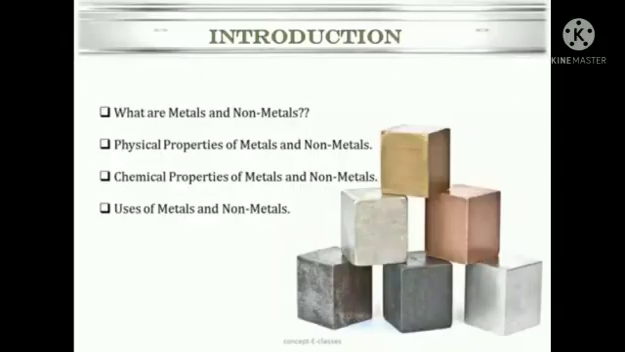So the entire chapter contains the following topics: what are metals and non-metals, physical properties of metals and non-metals, chemical properties of metals and non-metals, and their uses. So with that, we have completed the two topics: what are metals and non-metals and their physical properties. So your chapter is a little bit vast to explain the whole thing in one go. So we will study the remaining parts in your next class, okay?